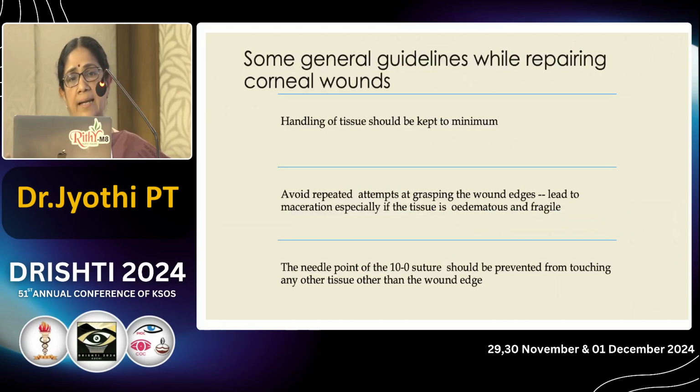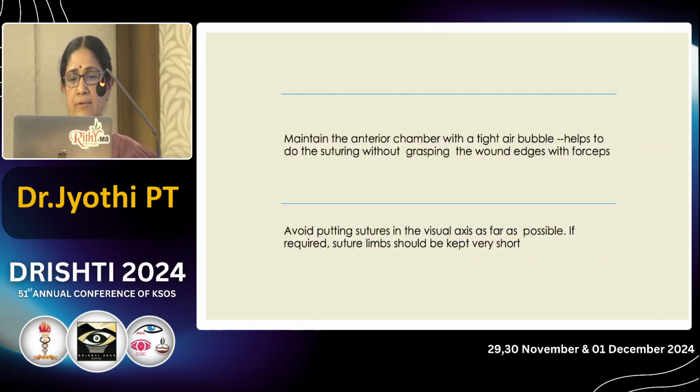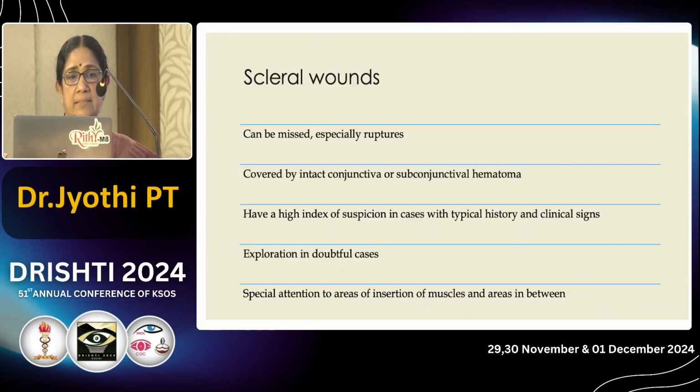So some general guidelines while repairing the corneal wounds: handling of the tissue should be kept to a minimum. Avoid repeated attempts at grasping the wound edges, which can lead to maceration, especially if the tissue is edematous and fragile. The needle point of the 10-0 suture should be prevented from touching any other tissue other than the wound edge. And maintain the anterior chamber with a tight air bubble, which helps to do the suturing without grasping the wound edges with forceps. Avoid putting sutures in the visual axis, as I have already discussed.